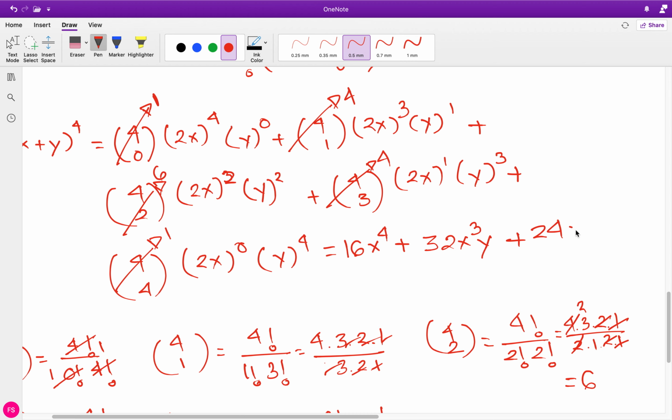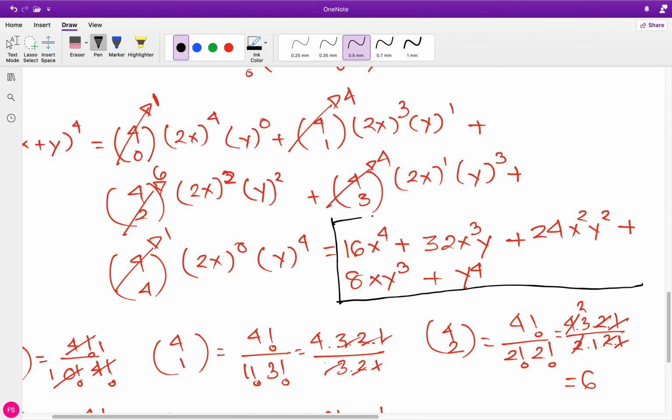So 24x to the power of 2, y to the power of 2, plus this one is 4 times 2, because the power is just 1. It's 8xy to the power of 3. Then plus the last term, everything is 1. y to the power of 4 is just y to the power of 4. So this is my final expansion. This was not long at all.